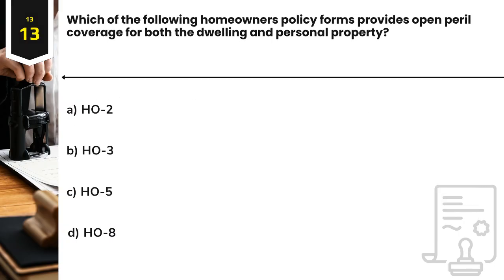Question 13. Which of the following homeowners policy forms provides open peril coverage for both the dwelling and personal property? A. HO2. B. HO3. C. HO5. D. HO8.